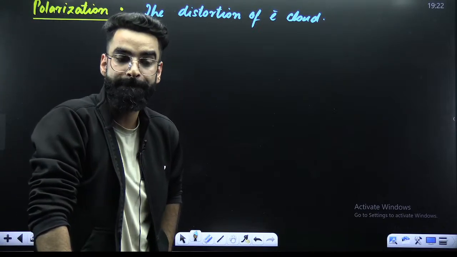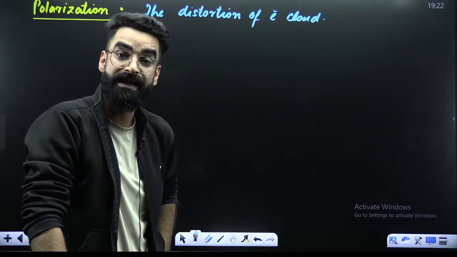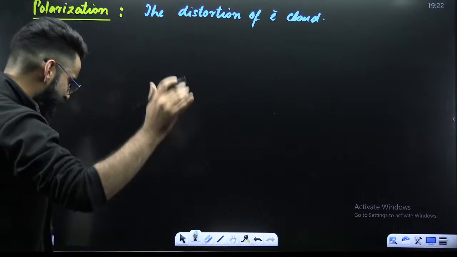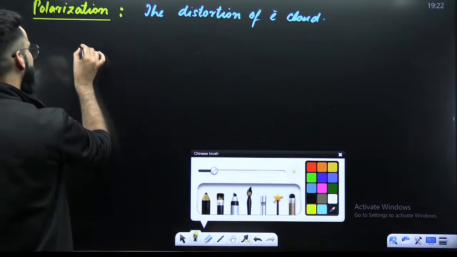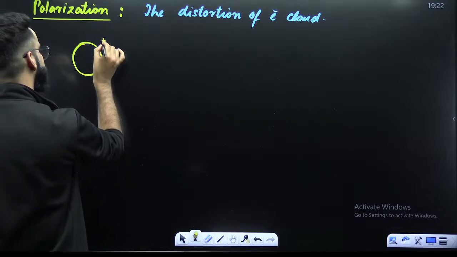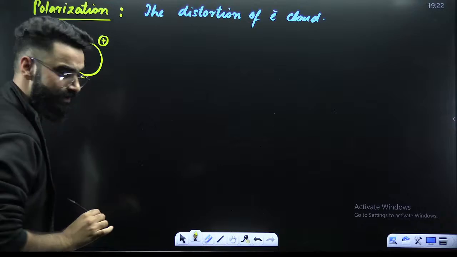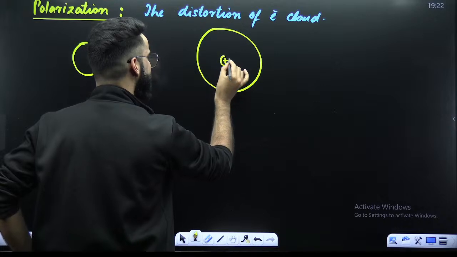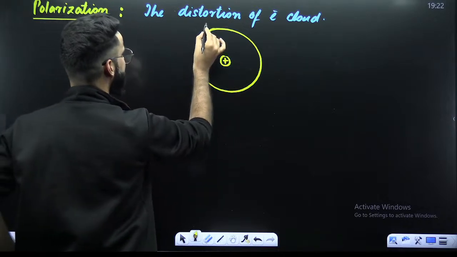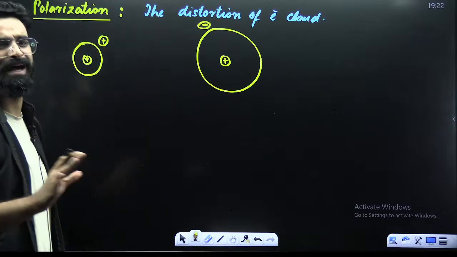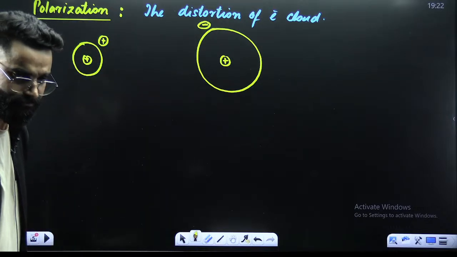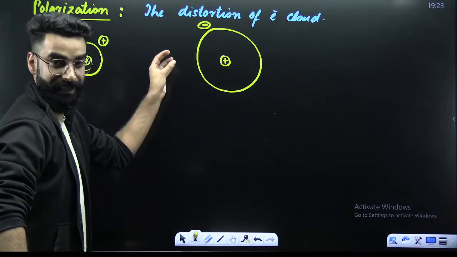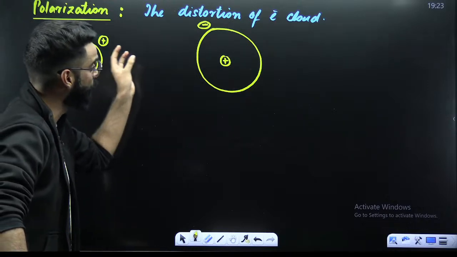Now, what does that mean? Try to understand what exactly I'm going to say. My dear students, for example, imagine that here you have got a cation. Let's say this is the cation. And for example, here you have got an anion. And generally, anions are bigger in size than your cations. Now, imagine that this cation started moving towards the anion.